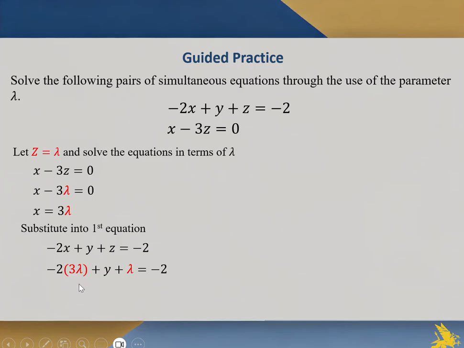Once I've substituted, I'm just going to simplify and I'm going to get y by itself. So all that means is I'm just going to go -2 times 3, the parameter, is -6, the parameter. I'm just going to put them together and that will give me -5 parameter plus y is equal to -2, and then I'm going to add to both sides to get y by itself.